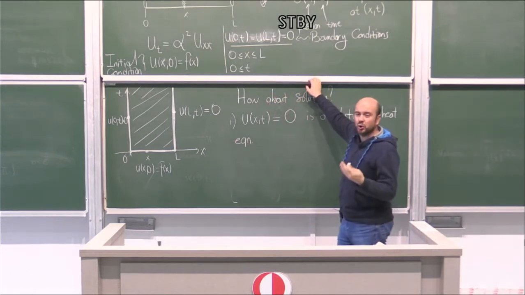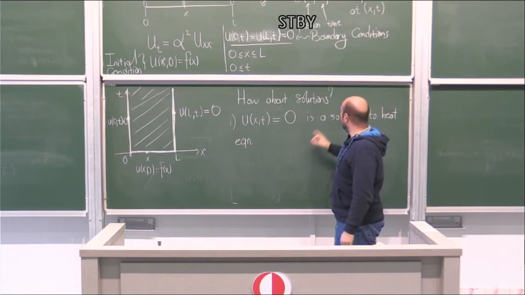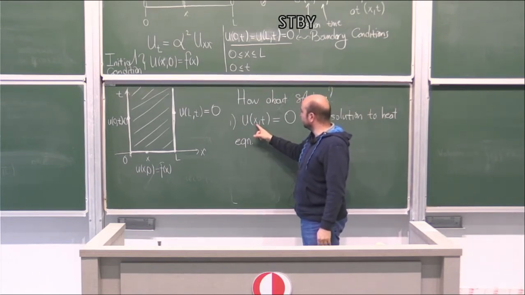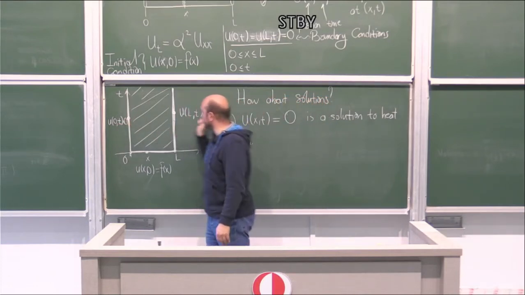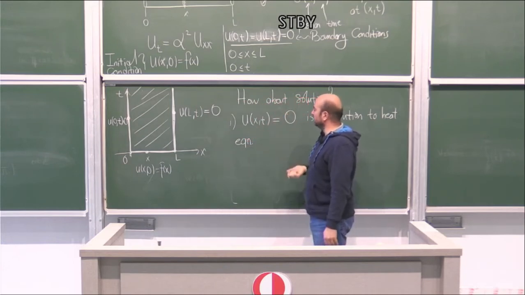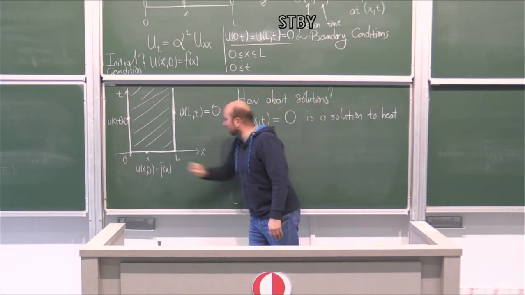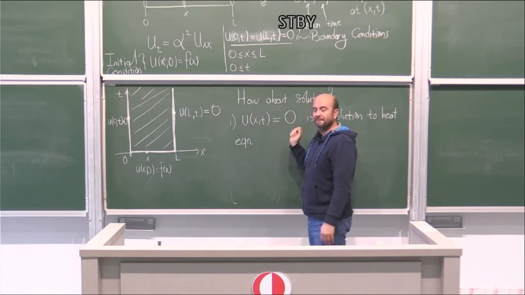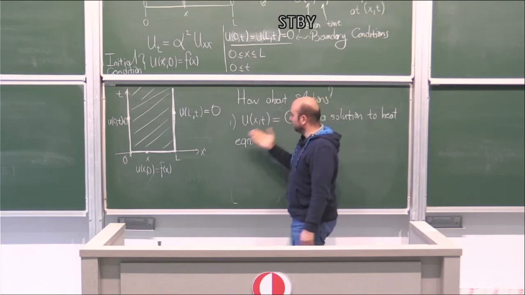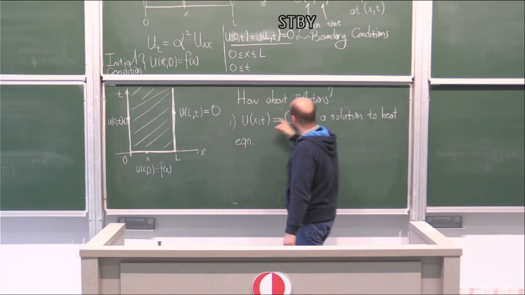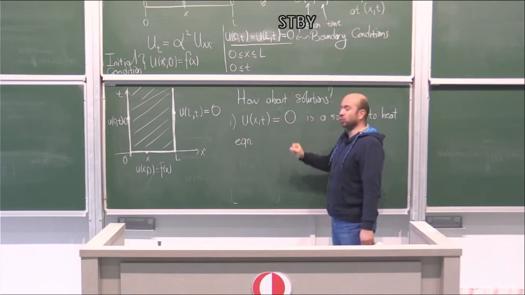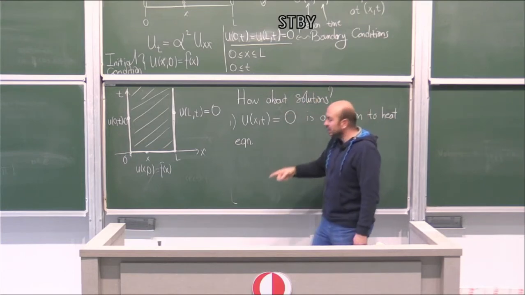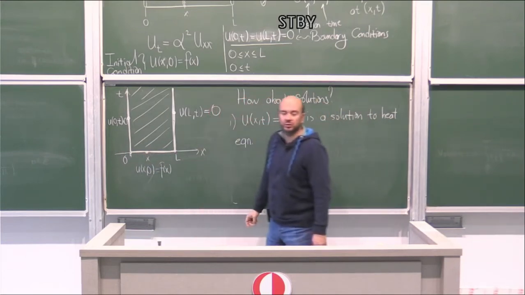But is it a solution to our problem? If I plug in L, it satisfies. If I plug in 0, it satisfies. The only thing is, if I plug in x, 0 here, it is 0. But if my initial temperature is not 0, then this will not satisfy my boundary value problem. So this is a solution to the heat equation, and it's the solution to our problem if the initial temperature were also 0.